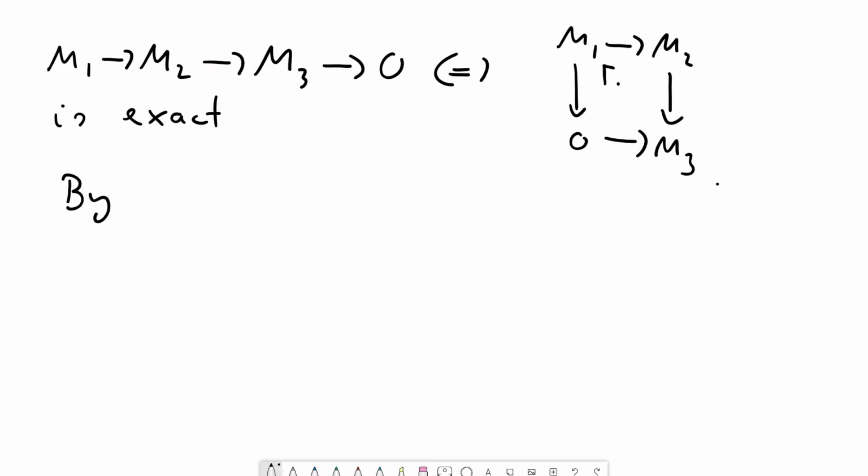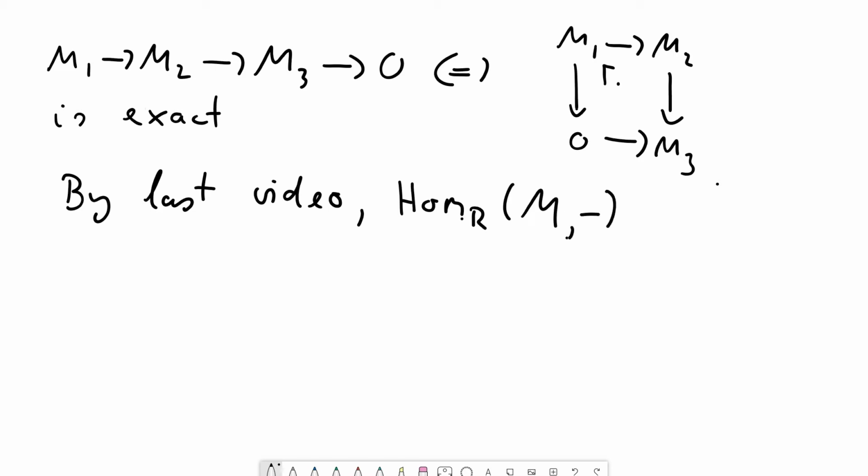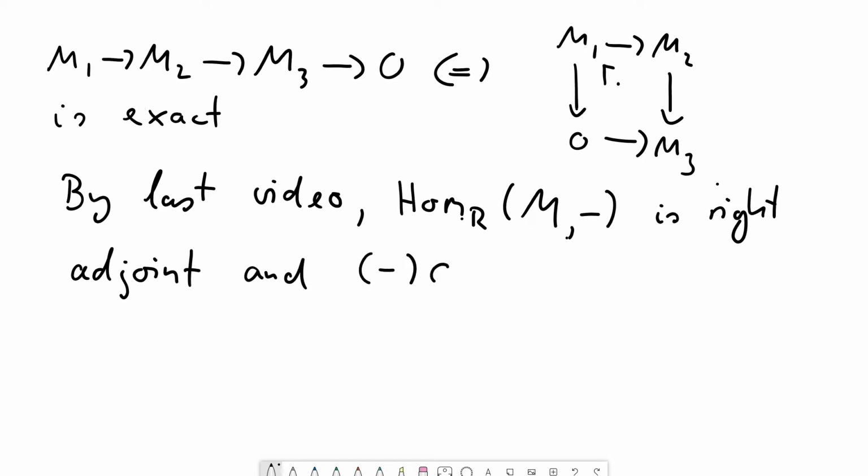In the last video, we also spelled out the Hom-set adjunction, and we saw that the tensor product occurred on the left-hand side in the left variable and the Hom-functor on the right-hand side in the right variable, meaning tensor is left adjoint and Hom is right adjoint. So let's put that down. Hom_R(M, blank) is right adjoint, and blank tensor M is left adjoint.